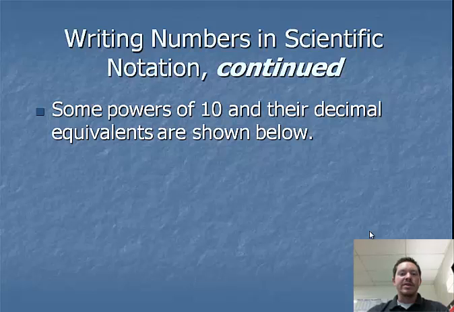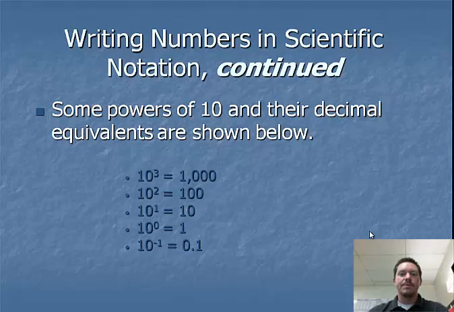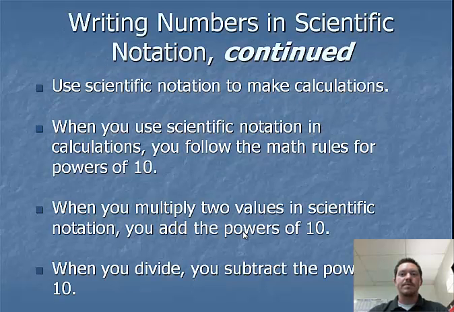But let me give you some more information first. Some powers of 10 and their decimal equivalents are shown below. 10 to the third is 1,000, 10 squared is 100, 10 to the first is 10, 10 to the 0 is 1, and actually any number to the 0 power is 1. 10 to the negative 1 is 0.1, 10 to the negative 2 is 0.01, and then 10 to the negative 3 is 0.001.